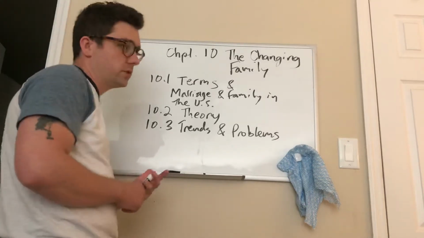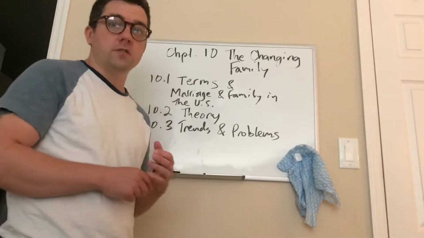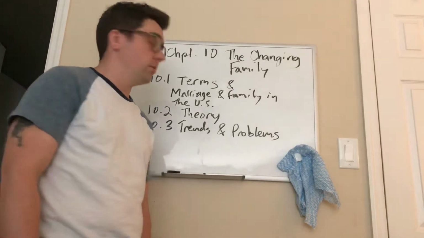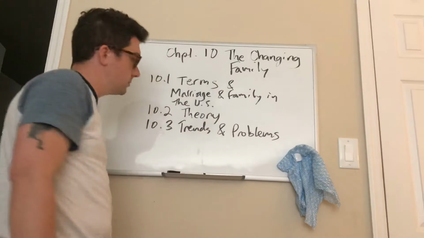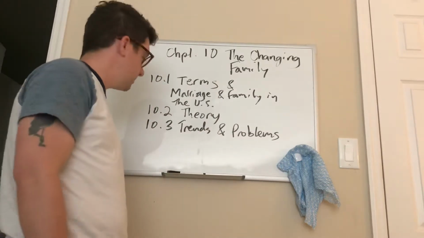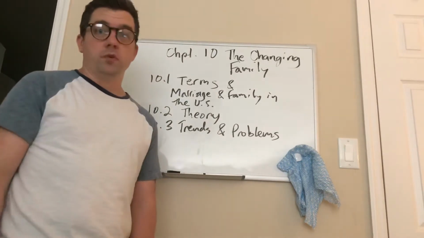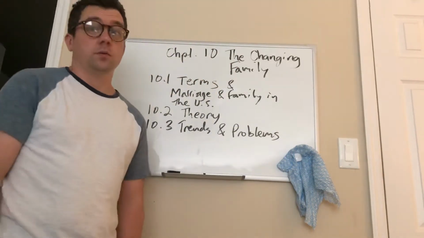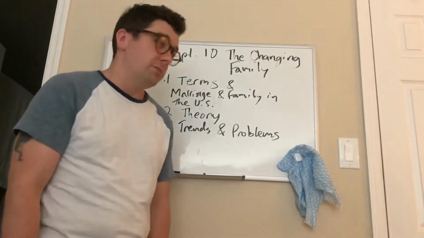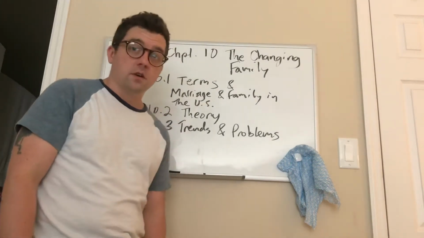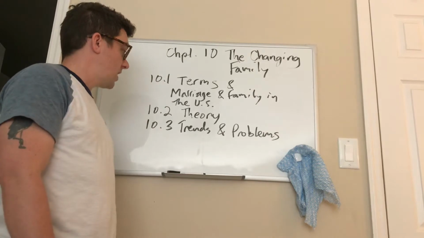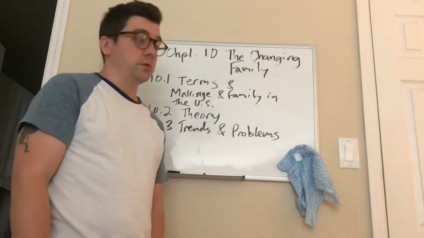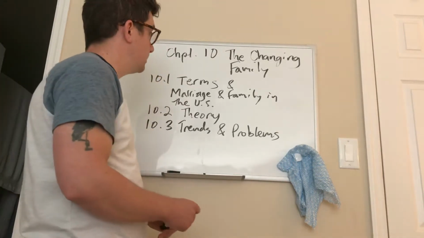Then in section 10.2, I'll talk about marriage and family and what the three theoretical paradigms have to say about marriage and family. So functionalism, conflict theory, and symbolic interactionism. And then in section 10.3, we'll get back to talking about marriage and family in the U.S. with trends that have been happening for the past several decades with respect to marriage, and also problems within family situations. So trends and problems will be the last part.